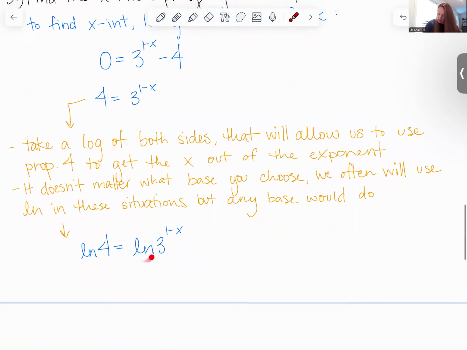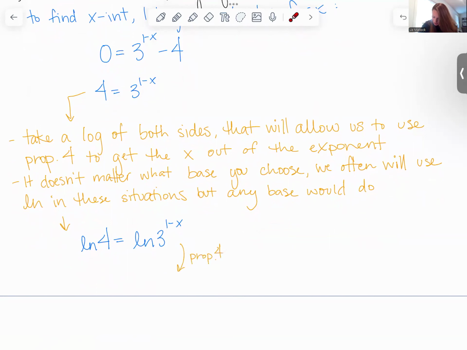So you have to put the ln in front because you're taking the ln, or natural log, of this 3 to the 1 minus x. And you're taking ln of 4. So it's not 4 and then the ln. That doesn't make any sense mathematically. That notation doesn't have any meaning.